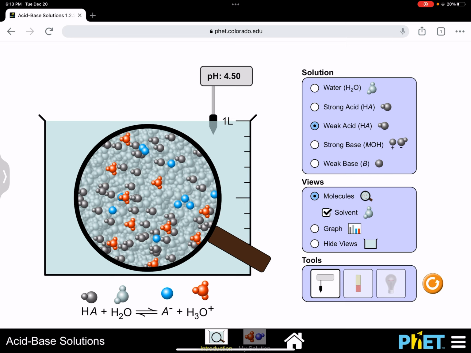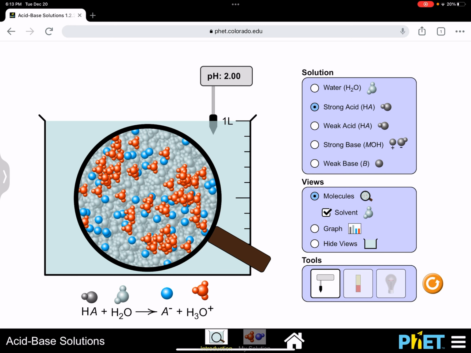So this is the equilibrium right there. There's only a certain percentage that will actually break apart, and that will give an H plus to the water when it breaks apart, making the water H3O plus. And again, that's what I said: that pH meter is measuring that H3O plus in the water.